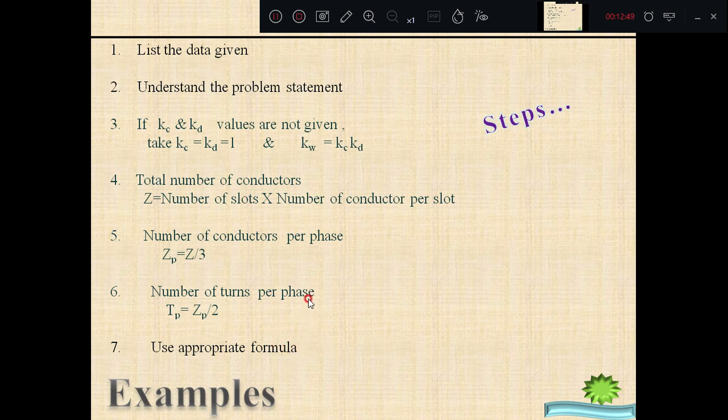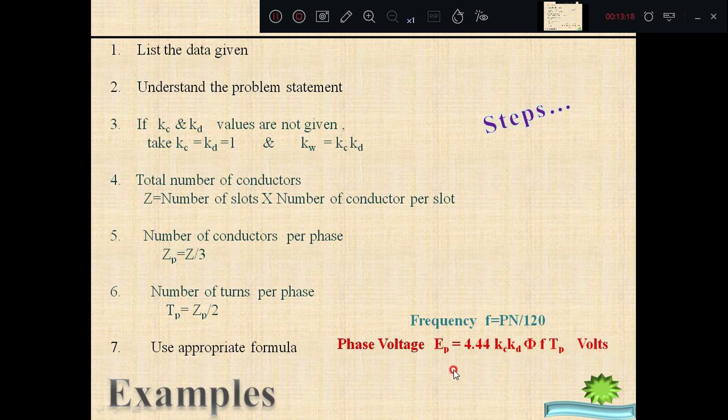What formulas are you using? You are using basically 2 formulas. One is the frequency equation, the other one is the induced voltage equation or EMF equation. The first equation is the frequency, F is equal to Pn by 120. The second equation is the induced voltage per phase, Ep is equal to 4.44 Kc Kd phi F into Tp volts. Then if you are asked to calculate the line voltage, once you have the phase voltage, in the case of star connection, the line voltage is equal to root 3 times the phase voltage, root 3 times Ep. This is how you have to do the calculations.